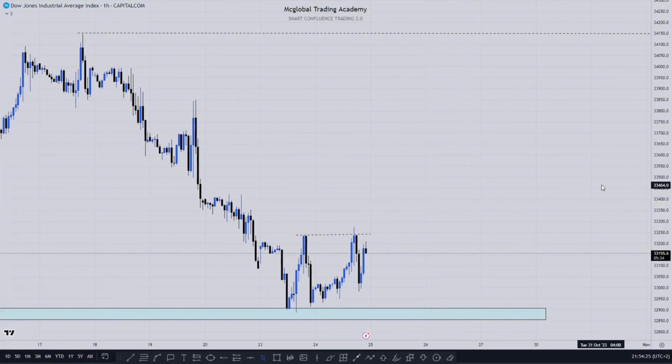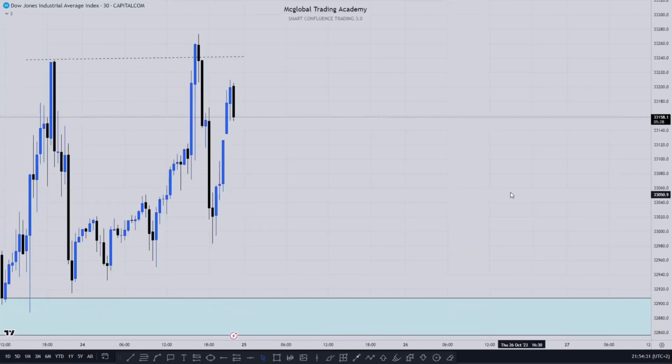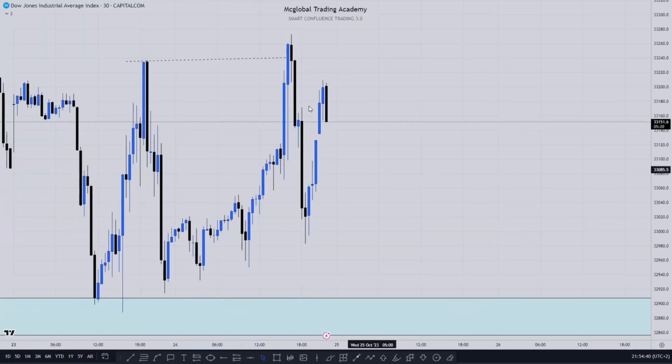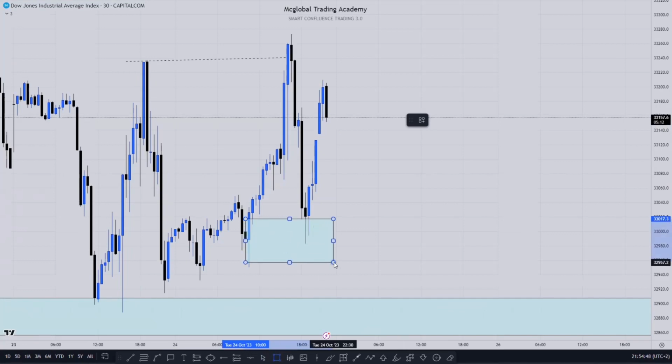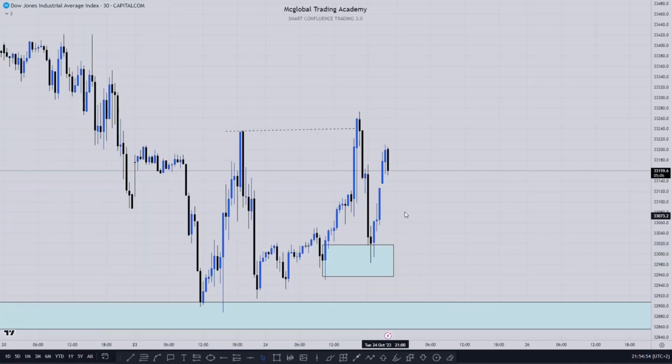Even if I go down to 30 minutes, right, so this is 30 minutes, you can see it's clear now because on the 30 minutes they changed character. So after a change of character like this, what did they do? They pulled back, which is something that you know by now. Pulled back where? Pulled back like this. So that pullback, remember what I've told you about pullbacks.